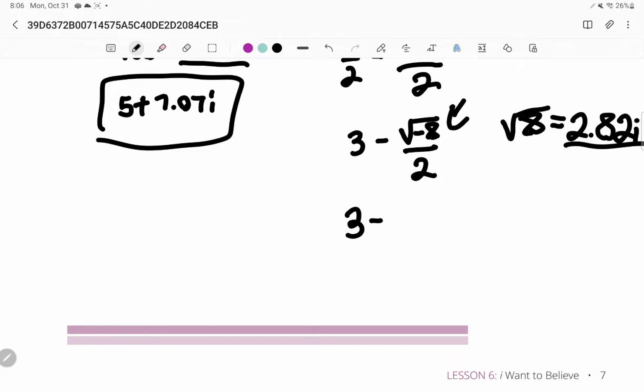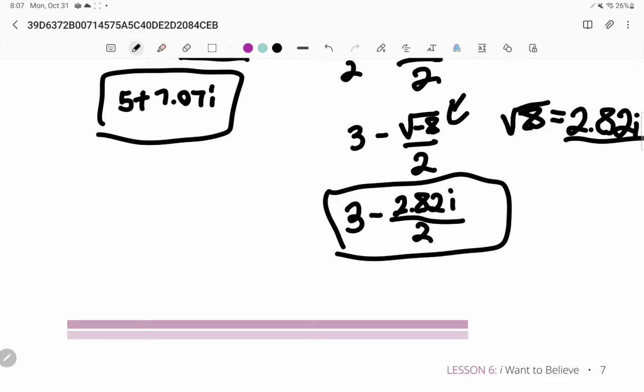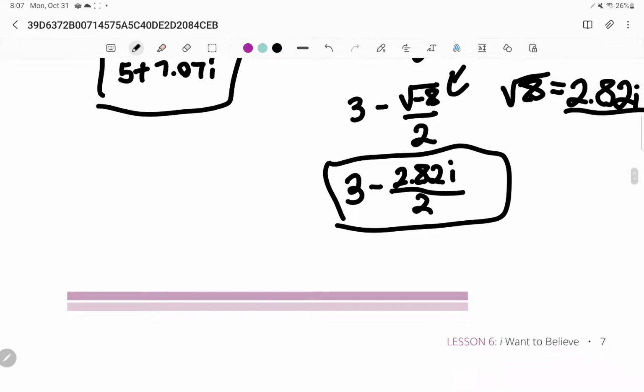So 3 minus 2.82i over 2. And I'm just going to leave it like that because I cannot divide that by 2, because the 2 is a real number, but the number on the top is imaginary, so I cannot combine it. So I'm just going to leave my answer like that. So that's it. It's a complex number, so we're just going to leave it like that.